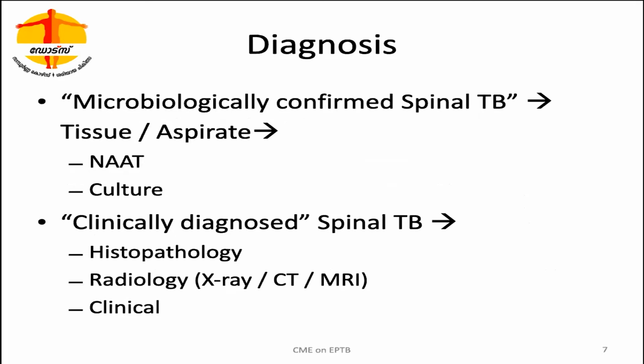There are two types of diagnosis for spinal tuberculosis. One is clinically diagnosed spinal tuberculosis. The other one is microbiologically confirmed spinal tuberculosis. Microbiologically confirmed spinal tuberculosis is when you have a tissue or an aspirate which is subjected to culture or a nucleic acid amplification test like the CBNAAT. When it is positive, we call it microbiologically confirmed tuberculosis. In all other situations where there is an appropriate clinical history with consistent radiological findings in X-ray, MRI, or CT, and/or a histopathology of the tissue, we call it clinically diagnosed spinal tuberculosis.